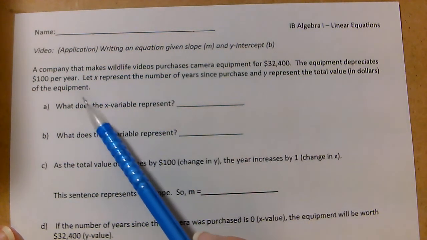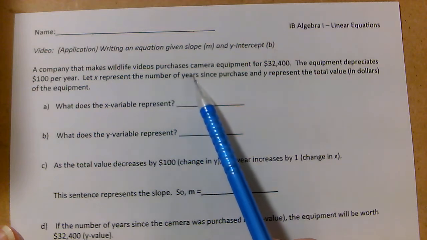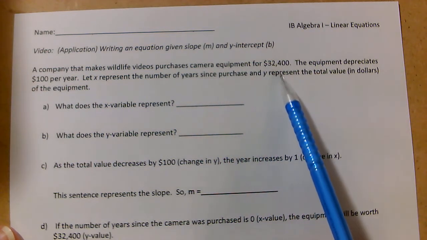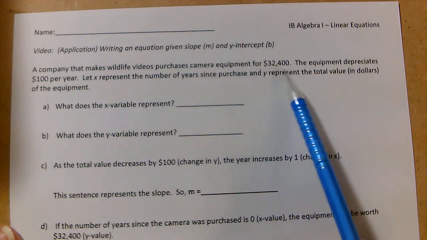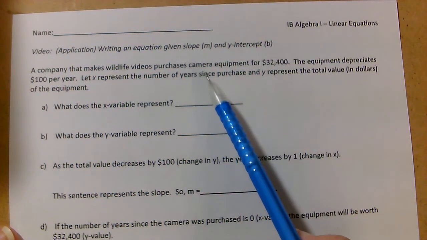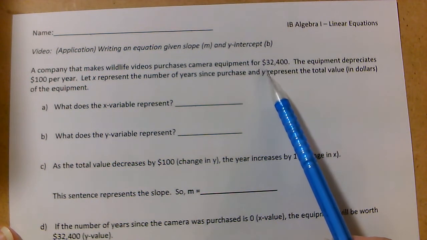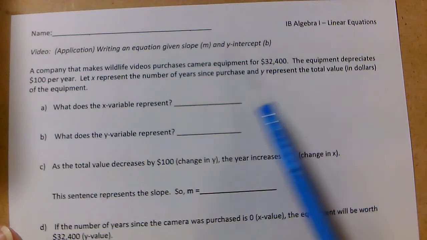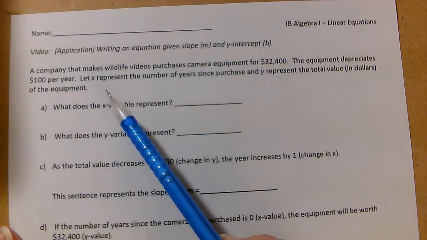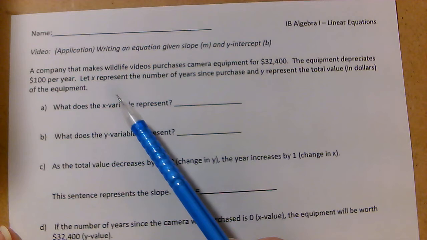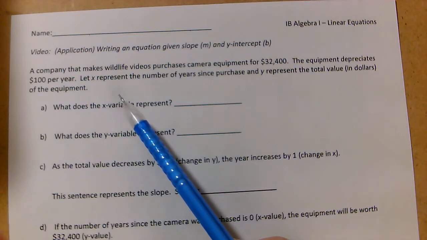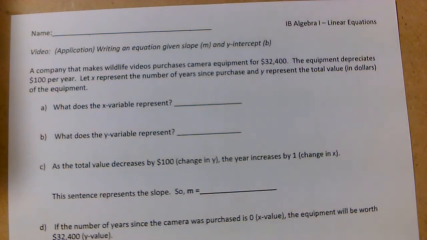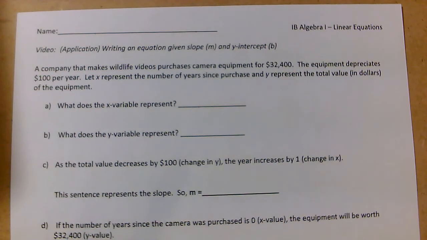A company that makes wildlife videos purchases camera equipment for $32,400. That is a very big number, but camera equipment, I guess that could be very expensive. The equipment depreciates $100 per year. Let X represent the number of years since purchase and Y represent the total value in dollars of the equipment. So our first task is going to be to define our variables.